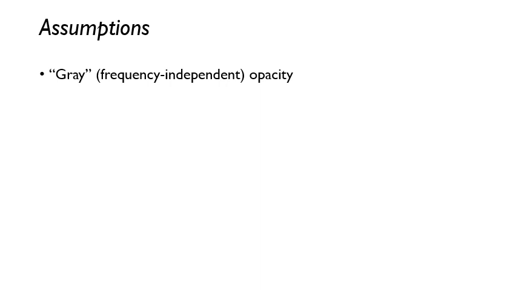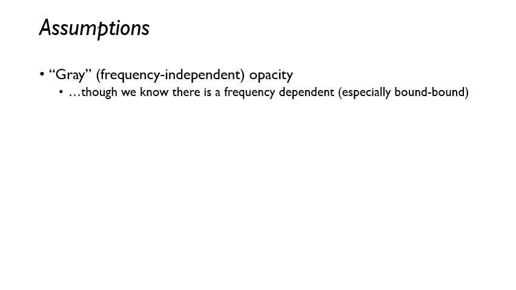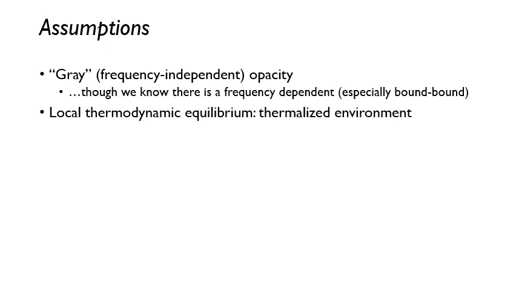So the assumptions are, gray just means that the opacity is frequency independent. Okay, we know that this is not a great idea. You saw previously that the opacity does change as a function of frequency, especially bound-bound opacities, right? You have big spikes, or big changes in the opacity at certain frequencies.